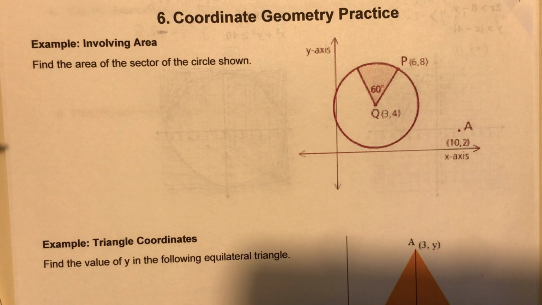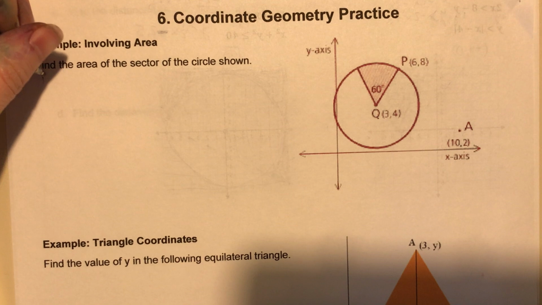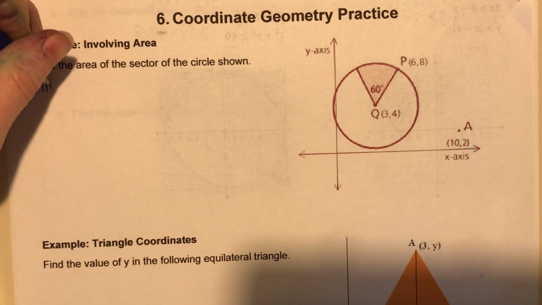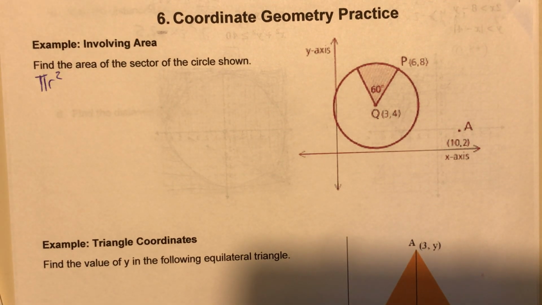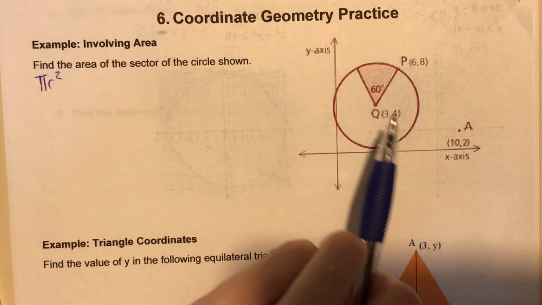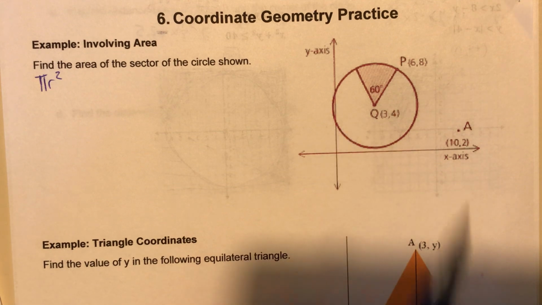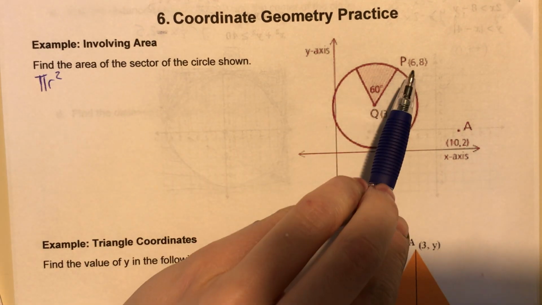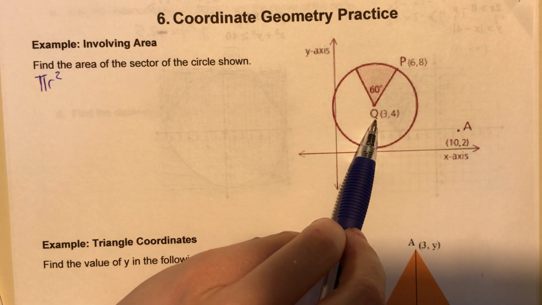So for the first one, it says find the area of the sector of the circle shown. We did area of sectors in first try, and when we did, we needed to use the area formula for a circle. That area formula would be pi r squared. But of course, in order to use pi r squared, we need to know the radius. We don't know the radius of this circle right now, but we can find it because we can do the distance between P and Q to find our radius.